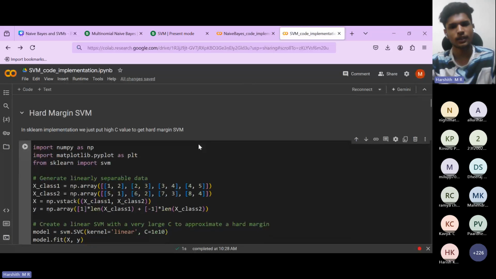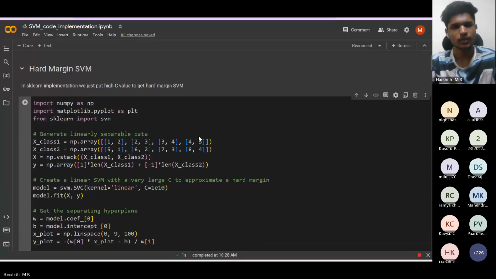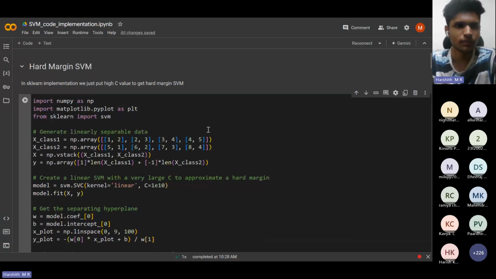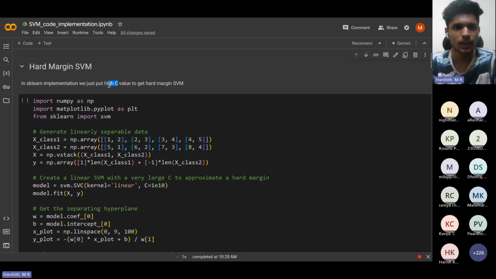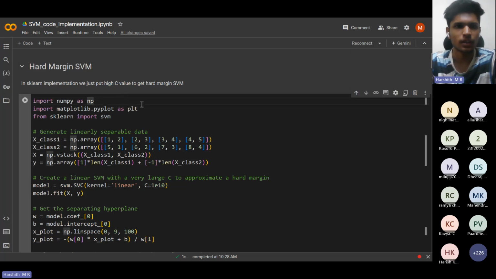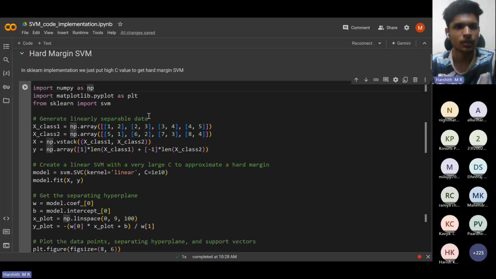I hope you guys can see the code. First, we'll implement hard margin SVM. We can get hard margin SVM by setting the C values. You can refer to the slide for what C values will give you hard margin and what C values will give you soft margin. When you set a higher C, the SVM would behave as a hard margin SVM. So we'll import matplotlib, sklearn, numpy.